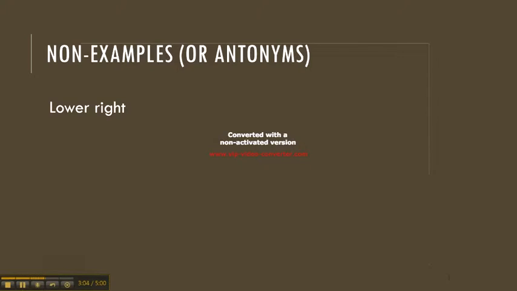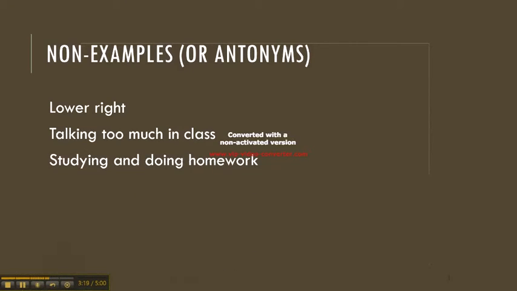Non-examples or antonyms, these are going to be in the lower right-hand corner. Talking too much in class, so this is not the consequence, but kind of the reason, the cause of why you might have gotten grounded. And studying and doing homework would be the reason why you got good grades, why you got celebrated, hint, hint. Right? But these are not the consequences. These are kind of the things that led up to the consequences. Antonyms for consequences are source, reason, or cause. Think cause and effect.